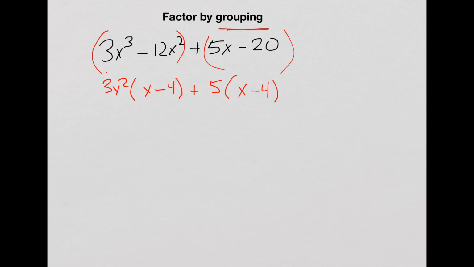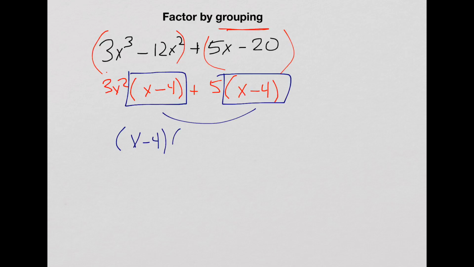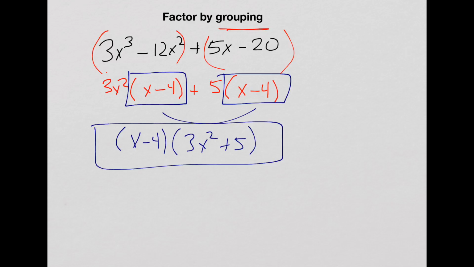Now this one works nice here because both of these groups have a common factor of x minus 4. So I can factor out that common factor from the two groups. And I get (x minus 4) times (3x squared plus 5). Then I look and see, can I do anything with that? Well, this is a plus, so if it would factor, I'm going to get imaginary numbers. I'm not going to mess with that, so I leave it at that.